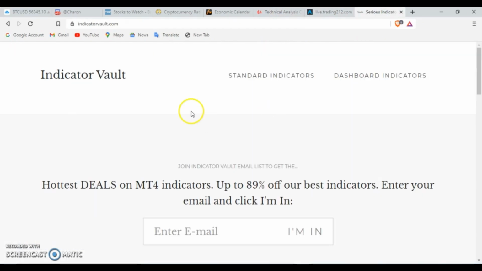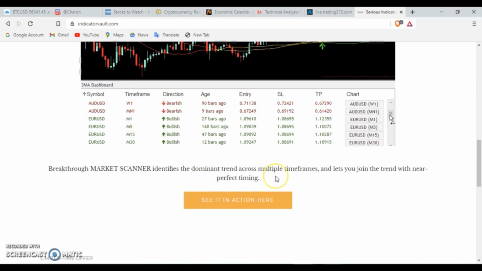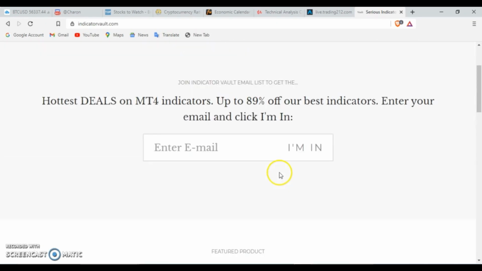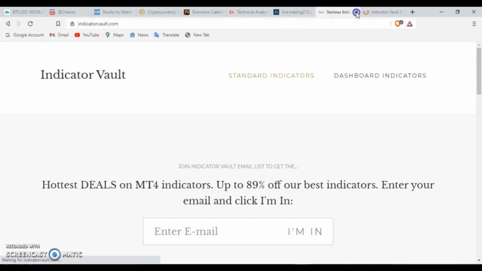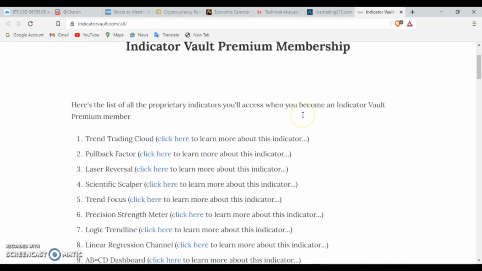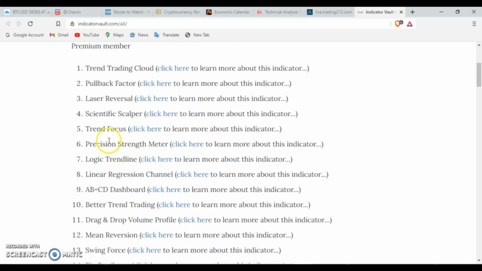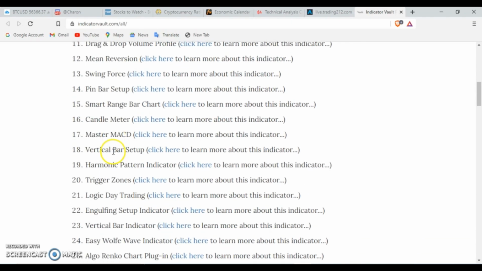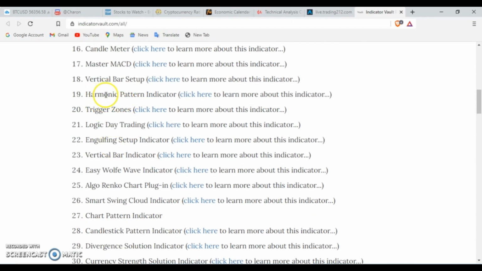But just to finish off, Indicator Vault actually has an indicator called pattern. Because we're talking about it now, I just wanted to show you. You don't really need it. You don't need to get it. But it's basically called something pattern trading. There we go, there's that one, the harmonic pattern indicator, right?